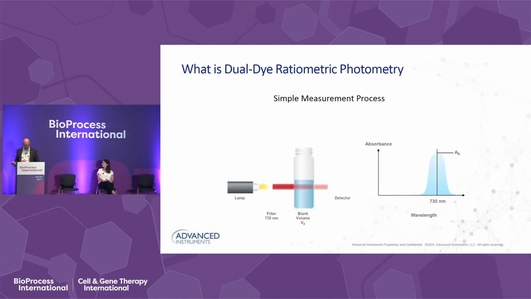So how does dual dye technology work? It's really quite simple. Anyways, we shine a light through a filter, which isn't shown here, through a blank vial, which has a dye in it. We have a detector, and then we measure the absorbance of that, what we'll call a zero dye.